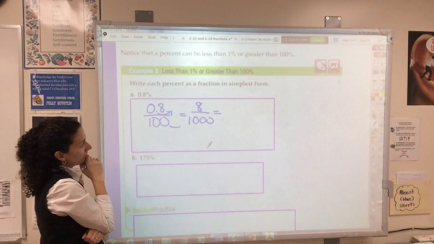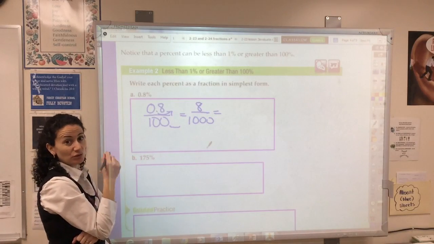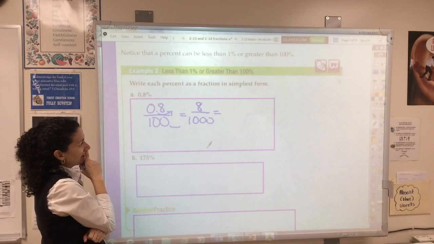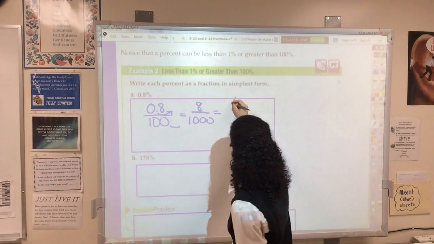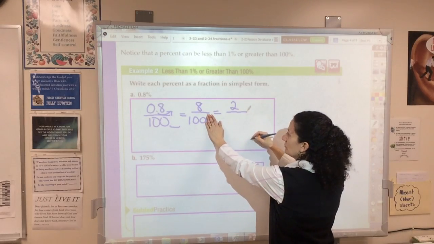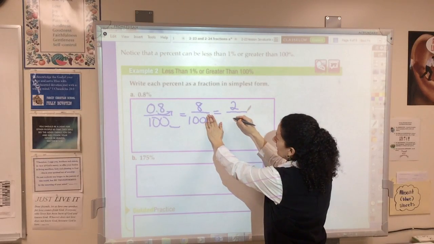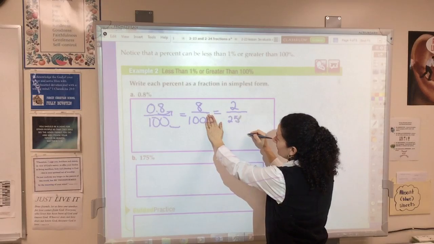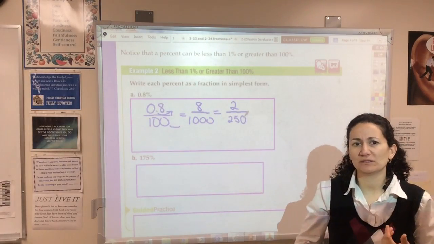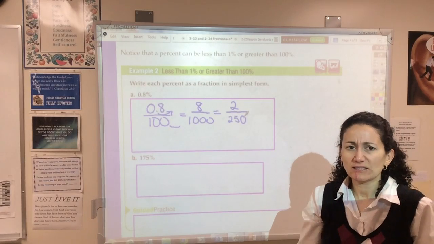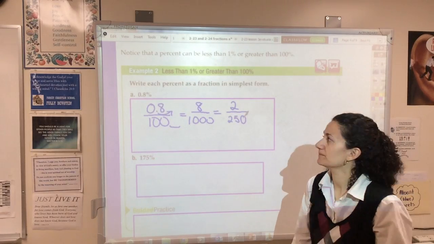Okay, what can we divide by? I could divide by 2, they're both even numbers. I can divide by 4 here. Let's divide by 4. 8 divided by 4 is 2, and 1,000 divided by 4 is 250. If you're not following me on how I'm doing these divisions mentally, then just write them out. Just do a little long division.